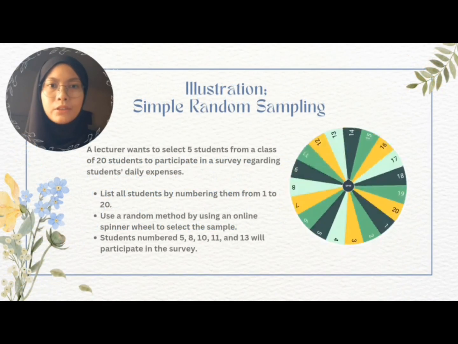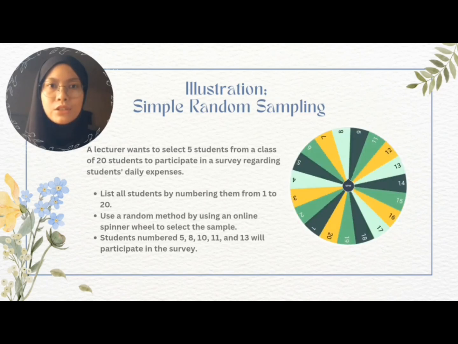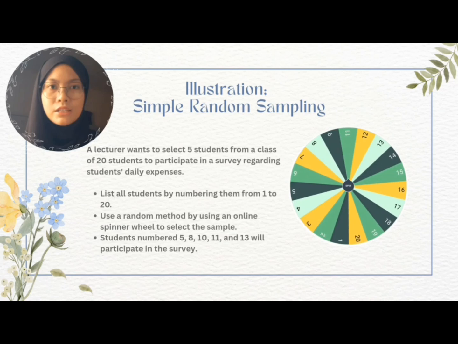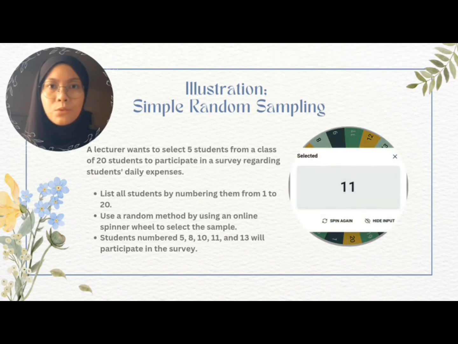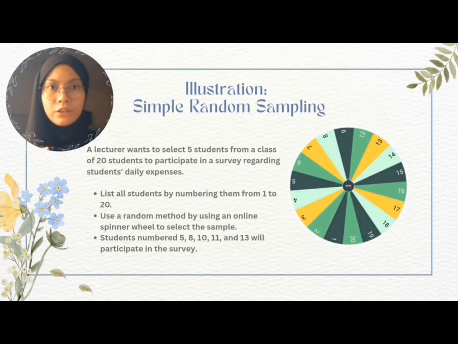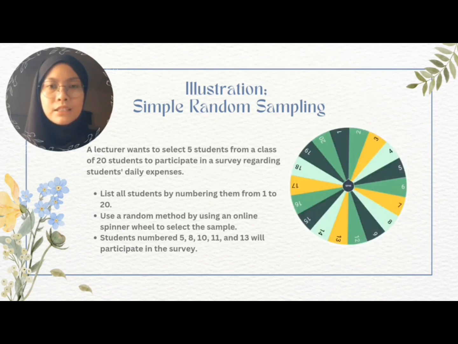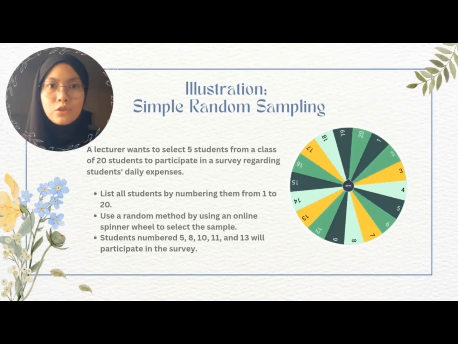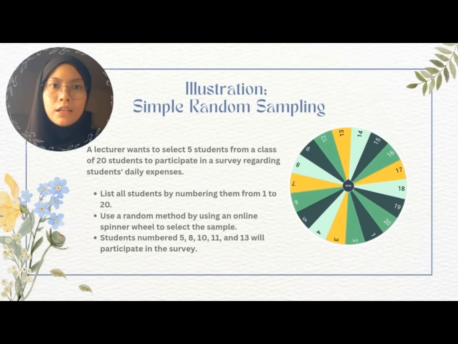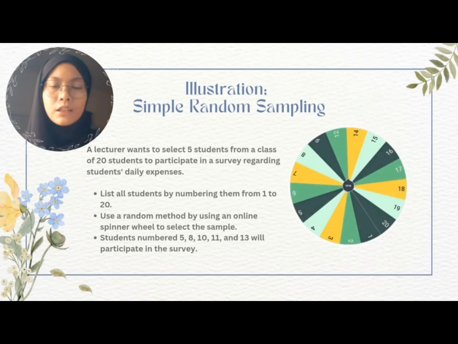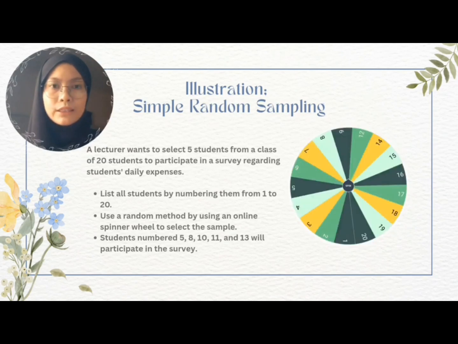I will continue the presentation with the illustration of simple random sampling. The illustration is like this. A lecturer wants to select 5 students from a class of 20 to participate in a survey regarding students' daily expenses. List all students by numbering them 1 to 20.